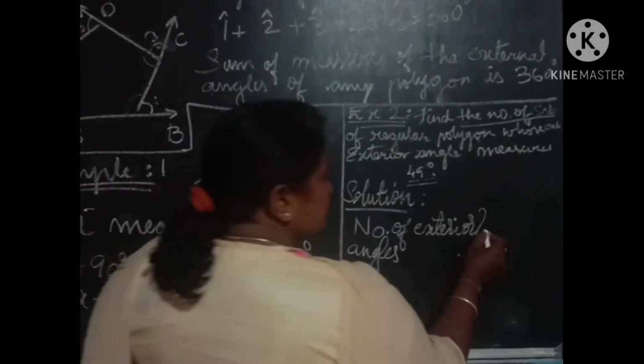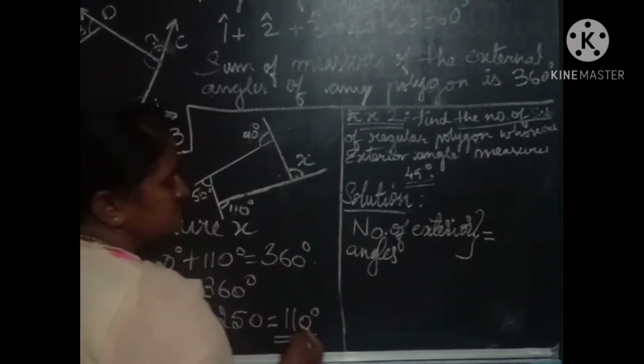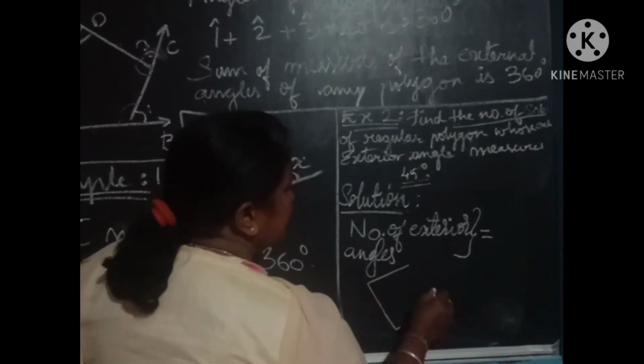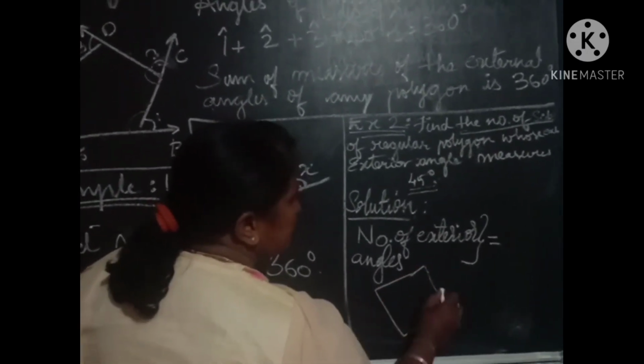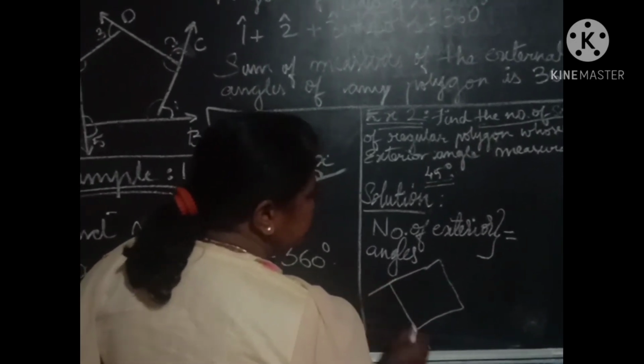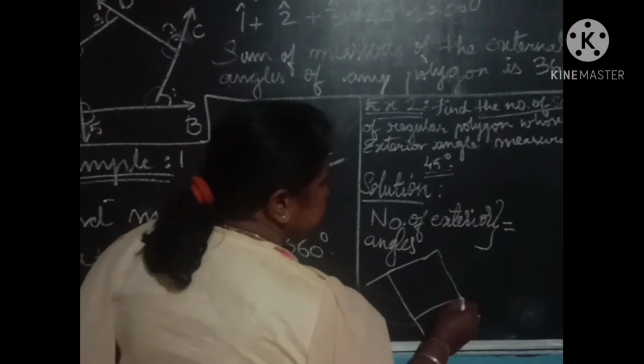It is equal to, see, for example, let me take one polygon here. How many sides are there? Exterior means like this.